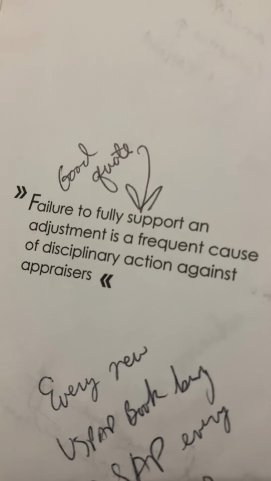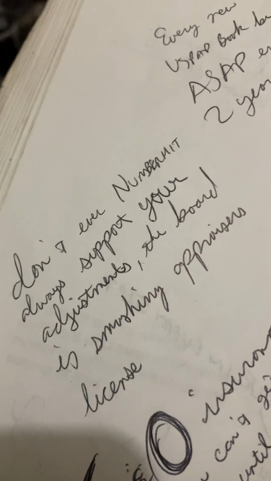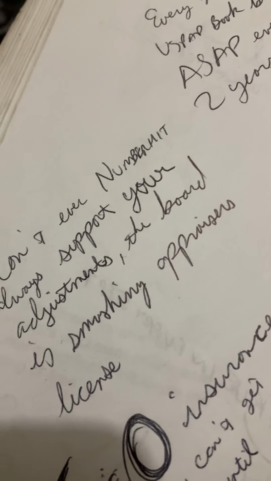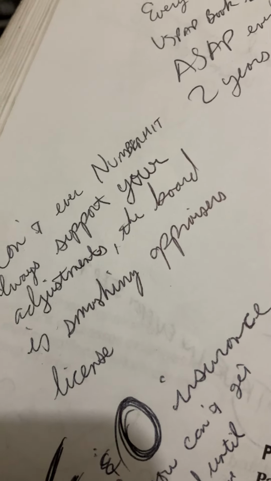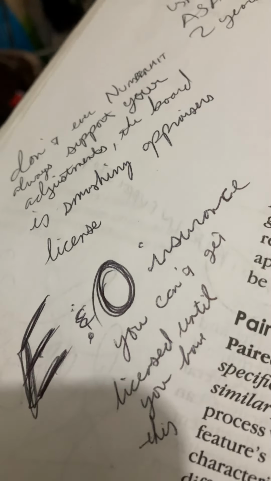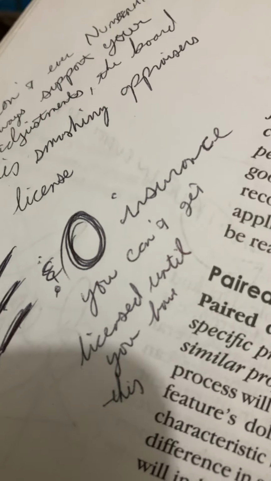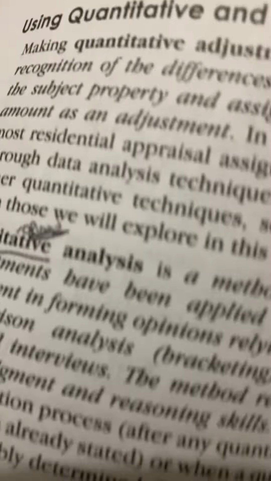Extra note, that's a good quote. Extra note, every new USPAP book, buy ASAP every 2 years. Extra note, don't ever number hit. Always support your adjustments. The board is smashing appraisers' licenses. Extra note, E&O insurance. You can't get licensed until you have this.